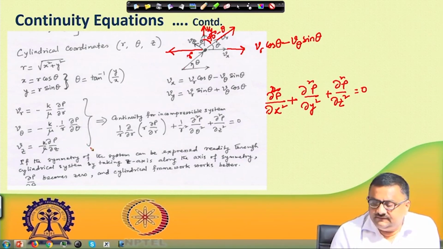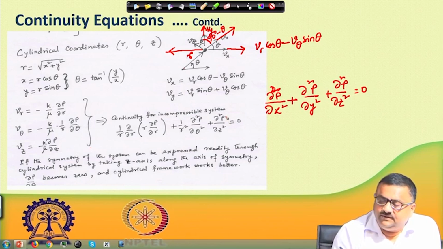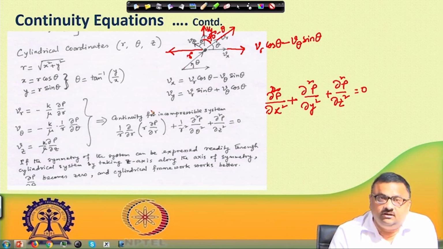The difference I see here is that the del square p del z square term remains as it is. In place of del square p del x square, here we have 1 by r del r of r del p del r, which is the equivalent, and here we have 1 by r square del square p del theta square. So, this would be the continuity equation if somebody works with the r theta coordinate system. And the advantage I have already mentioned.